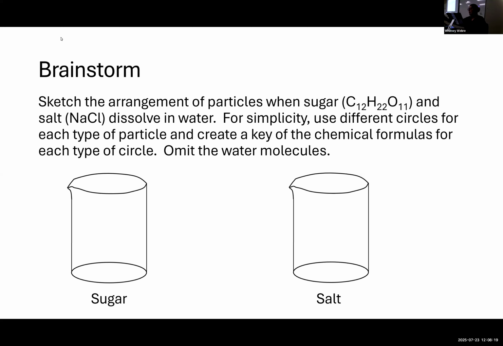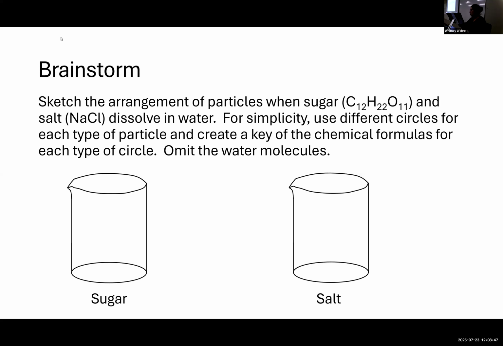All right. Sketch the arrangement of particles when sugar and salt dissolve in water. For simplicity, use different circles for each type of particle and create a key of the chemical formulas for each type of circle. Omit the water molecule. That's important because water would definitely interact with everything, but if I was to leave water in there, it'd be a giant mess. So we're only focusing on sugar and then only focusing on salt.